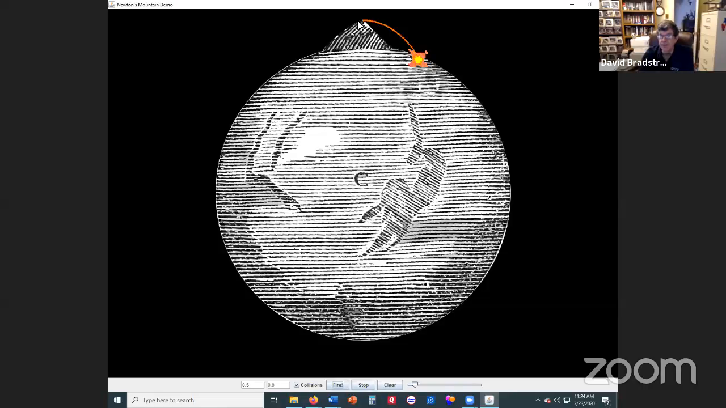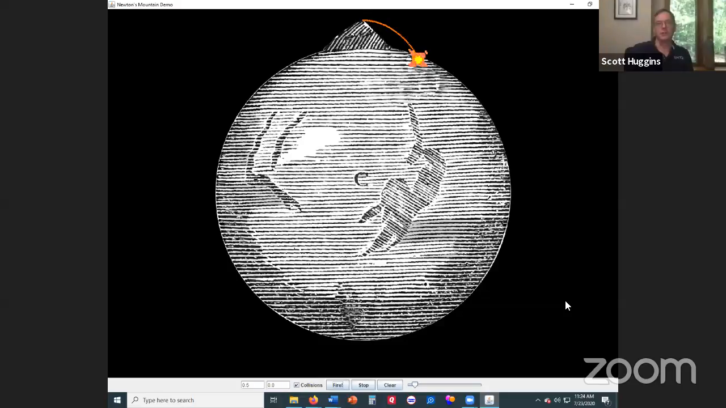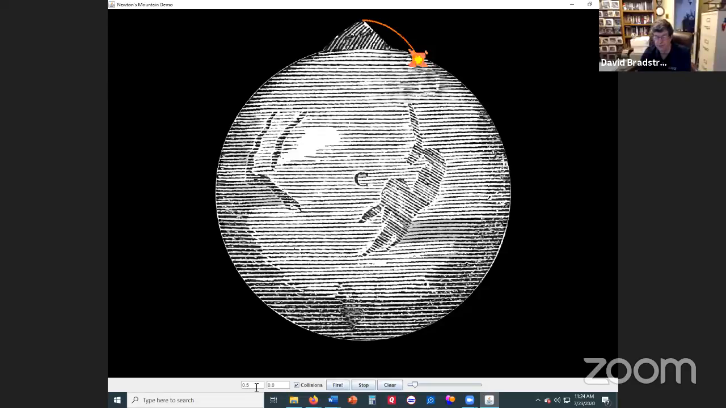All right, well, what I'd like to do is bombard some people over here. So what do you think I should do to make the cannonball travel further along the Earth? Increase the initial velocity. So I'm going to make the horizontal speed go from 0.5 to 0.8. So let's see what that does. Well, that was pretty good.